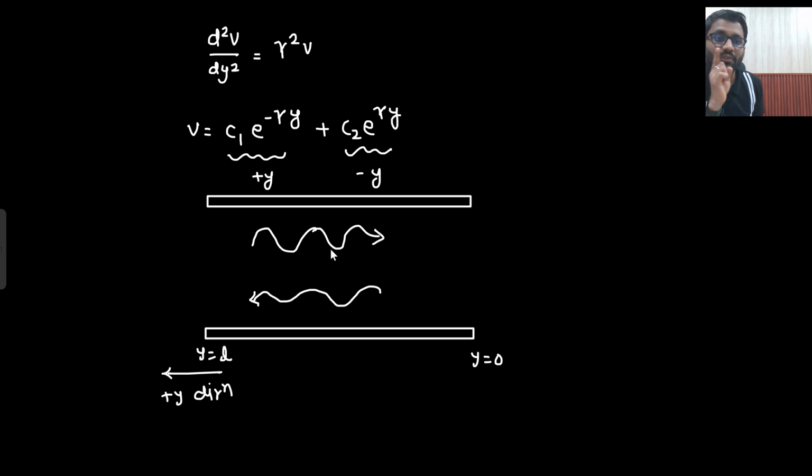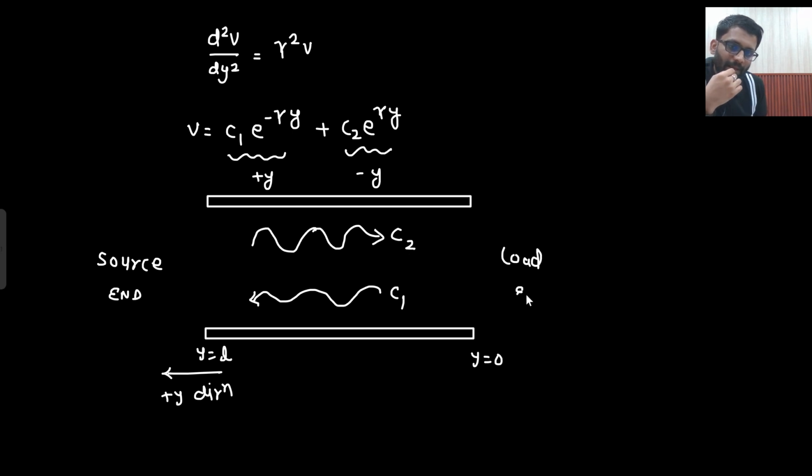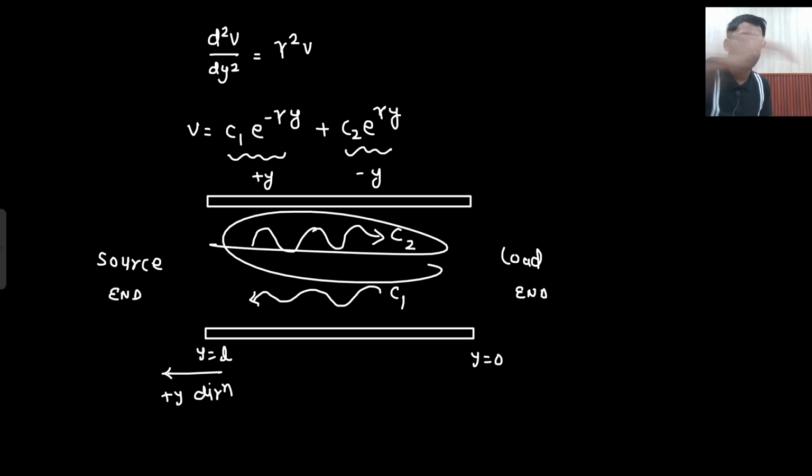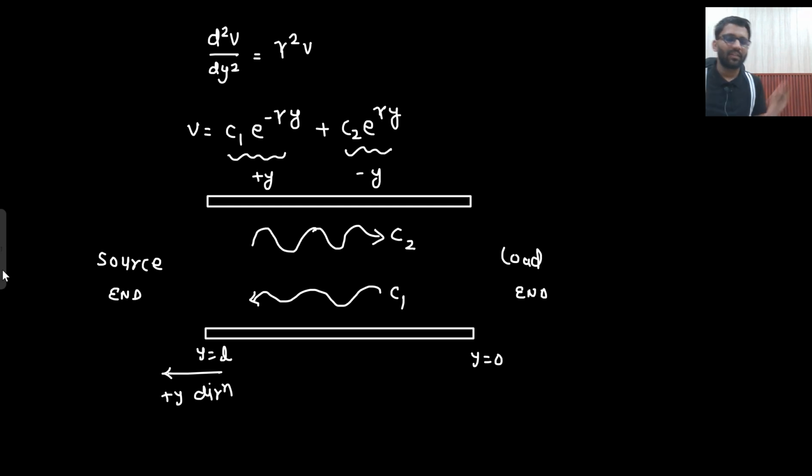So C1 is associated with which one? C1 is this one, because it is traveling in the positive y direction, and this is your C2. Now what is this? This is your source end. In the case of a transmission line, I am saying this is your source end and this is your load end. So from the source this wave is going forward, and this wave is coming back.